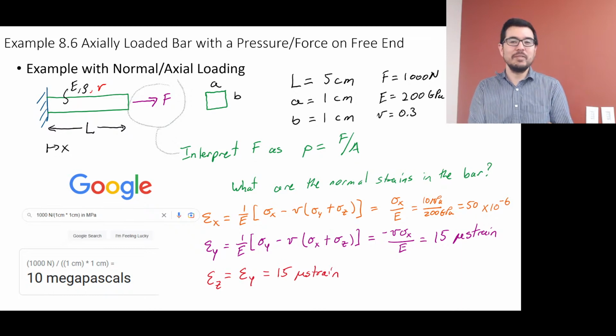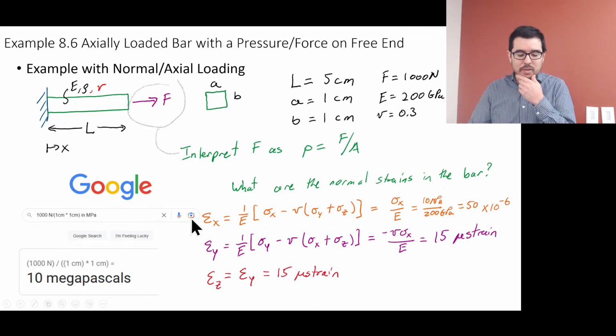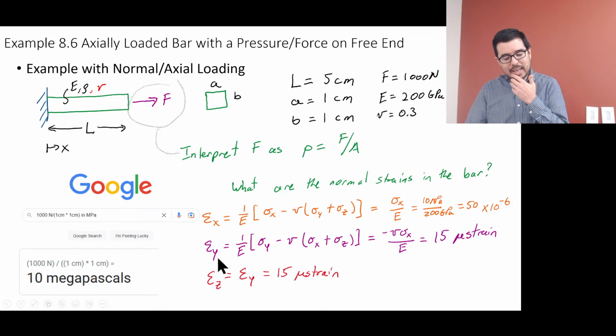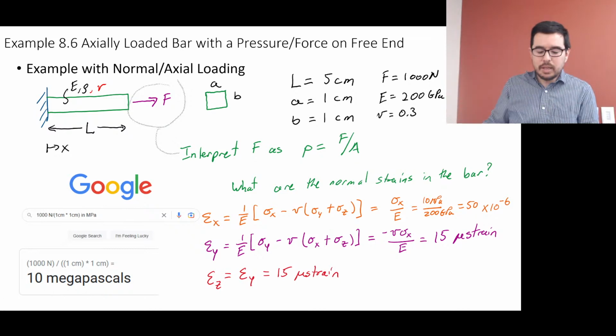Probably says it's poorly written or something. Okay, so what are the normal strains in the bar? Well, we can use our material properties and constitutive relationships, right? If we have an epsilon x, then we think sigma is equal to E epsilon, right?